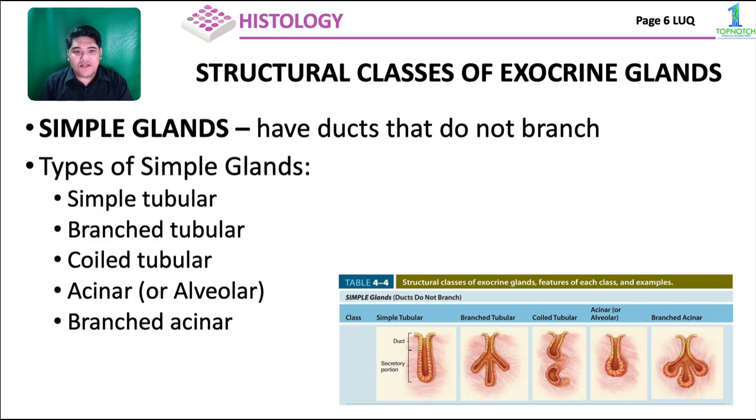So what are the structural classes of your exocrine glands na muna tayo? We have your simple glands, okay? Meron silang ducts, pero hindi sila nagbabranch. Kaya nga they're very simple, straightforward. So what are the types of your simple glands? Your simple tubular, and then you have here your branched tubular, you have your coiled tubular, you have your acinar or alveolar, no? Pouch-like, and then your branched acinar, marami lang pouch. So these are your simple glands.